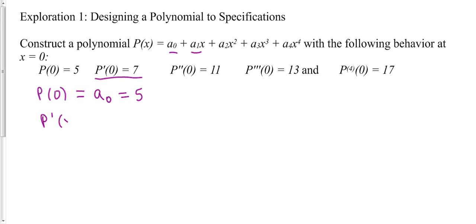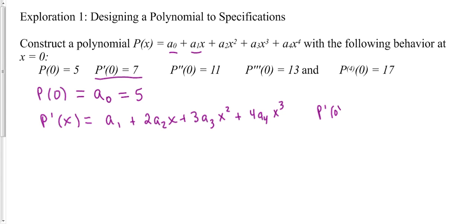So I'm going to have p prime of x. And when I take my derivative, that's going to give me a1 plus 2a2x plus 3a3x squared plus 4a4x cubed. And when I evaluate this at x equals 0, I'm going to get a1, and that means that a1 is going to have to be equal to 7.